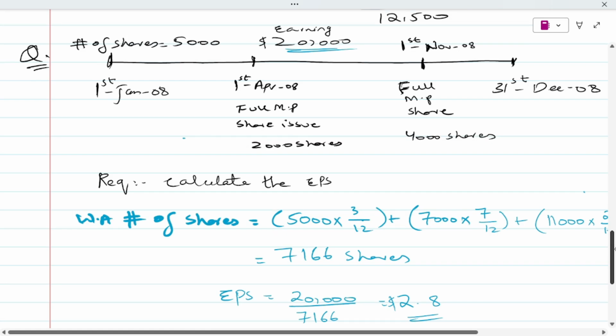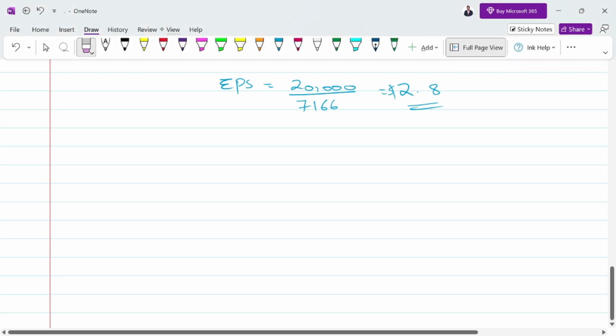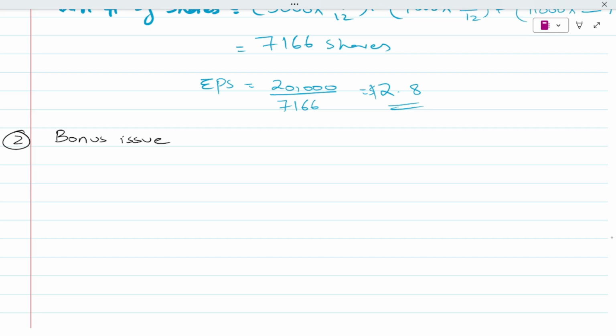Now we are going to move on to the second case, which is a bonus issue. For bonus issue, I want you to write down these 2 points. Number one, bonus issue is a free issue.